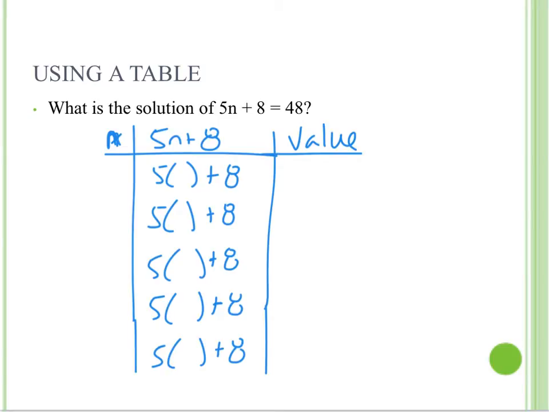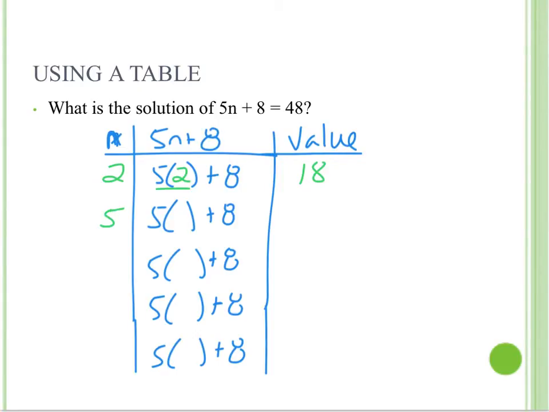One way to determine a solution is to use a table. In this case, we want to know what the value of n is when 5 times n plus 8 equals 48. So we're going to put some values in for n. Let's try the value of 2. 5 times 2 plus 8. Well, 5 times 2 is 10, plus 8 is 18. That's a bit small, so let's go a bit bigger.